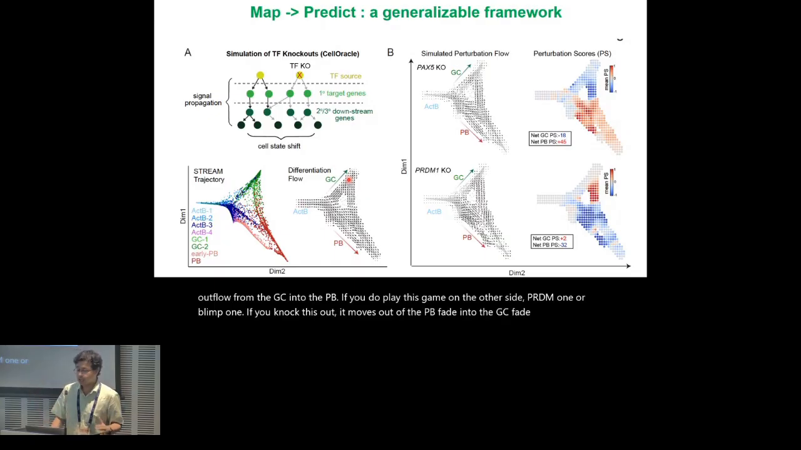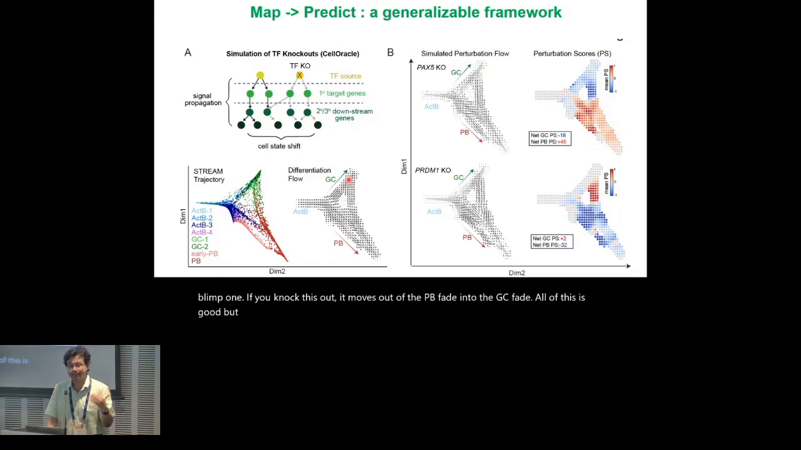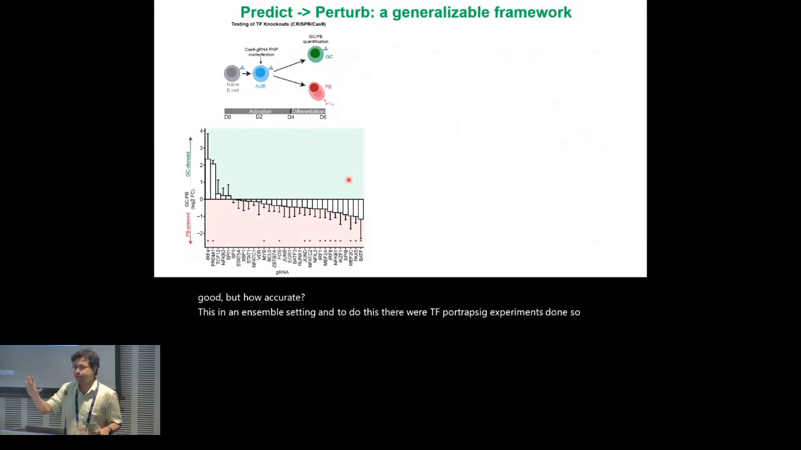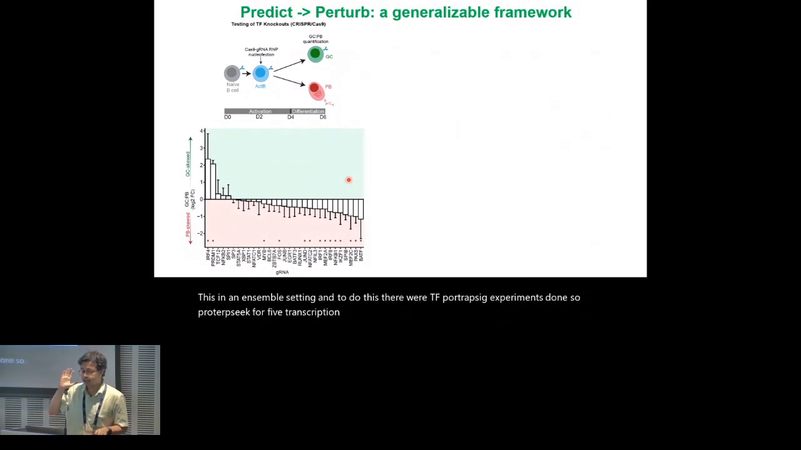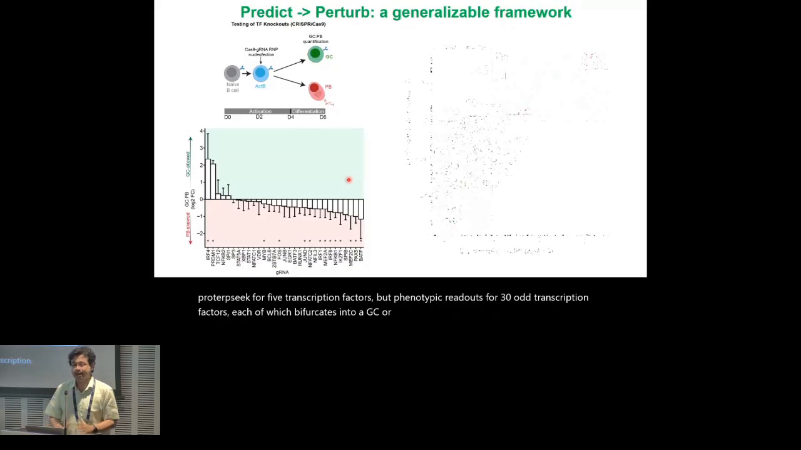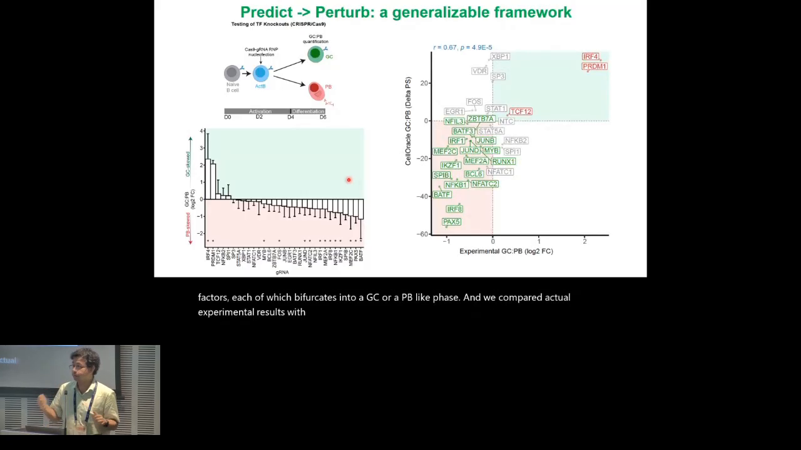All of this is good, but how accurate is this in an ensemble setting? And to do this, there were TF perturb-seq experiments done. So perturb-seq for 5 transcription factors, but phenotypic readouts for 30 odd transcription factors, each of which bifurcates into a GC or a PB-like fate. And we compared actual experimental results with the in silico perturbations, and we believe this is the first instance where this has been done this systematically.